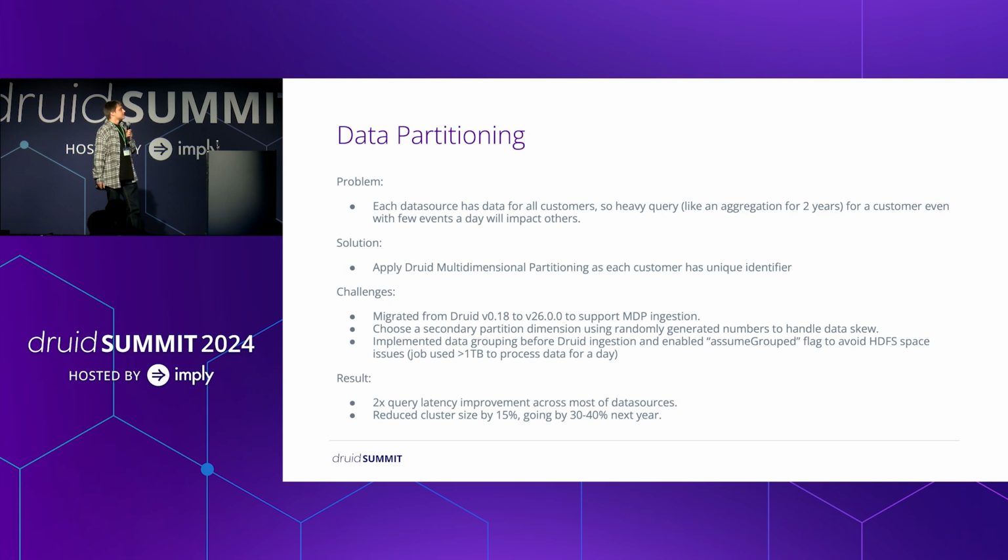Last but not least, it's data partitioning. That's my favorite one because it had the most impact. As I mentioned, our data sources are not split by customer, just by event, which means that a heavy query for one customer will definitely affect everyone. The solution is simple: do partitioning, it's there in Druid, just do it. But we faced multiple challenges with that.